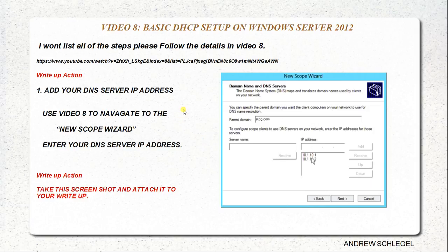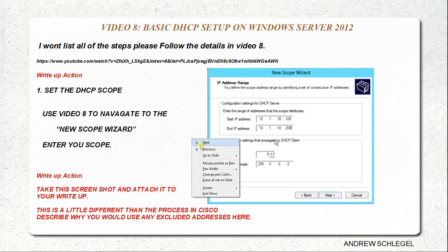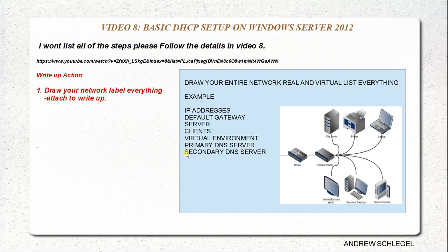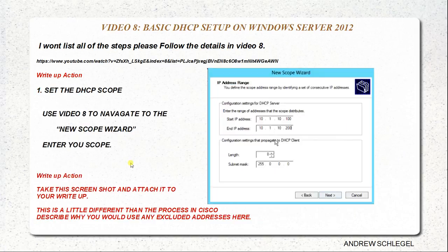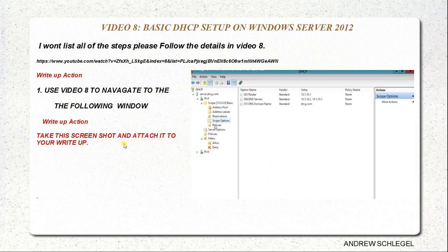Add your DNS server IP address. So keep navigating until you get to this window. Add your DNS server IP address. That should have been the same as you included on this page back when you drew your network. Let's see here. Right here. So go ahead and do that, include that. Take a screenshot of that when you add it. Okay, then navigate to video 8.